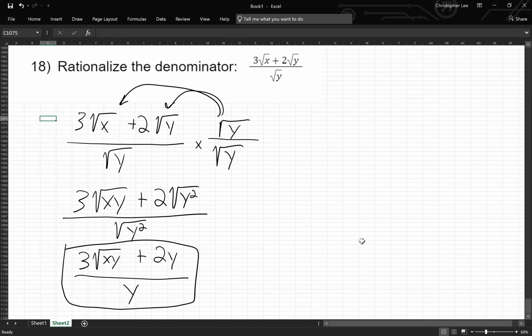Square root y times square root y is going to be square root y squared. So radicals are radicals, numbers are numbers. So 1 times 2 is 2, and square root y times square root y is square root y squared. You just simplify, cross it out, and that's it.